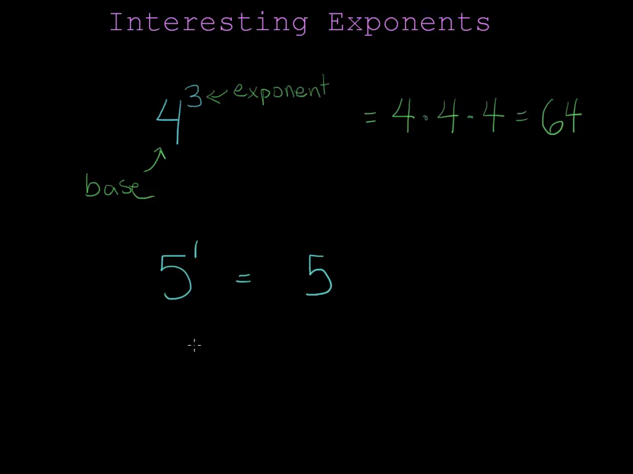Now, what if I have 5 to the 0 power? This is a little bit more complicated. Most students, if I ask them what 5 to the 0 power is and they don't know the rule, they'll make a guess, and usually their guess is either 0 or 1. Let's take a look at a pattern that can help us decide which of those answers makes more sense.